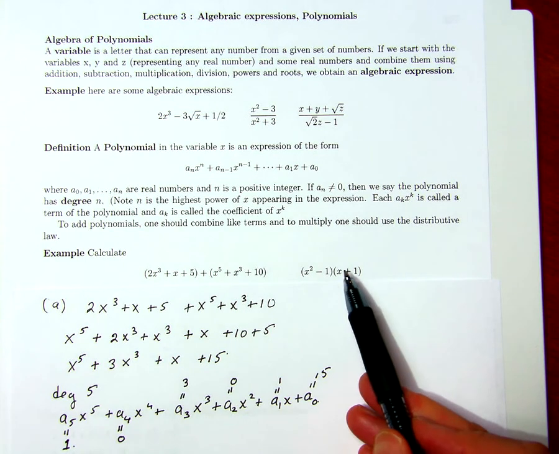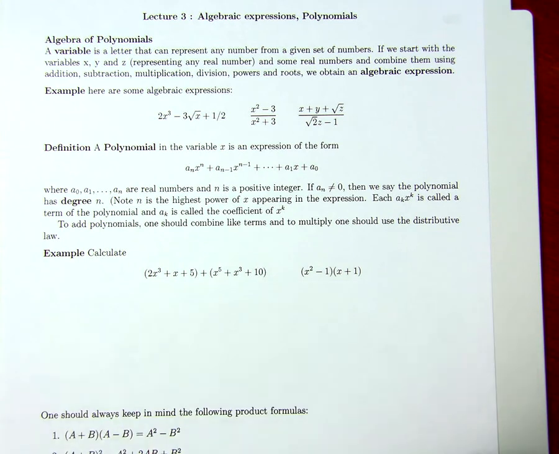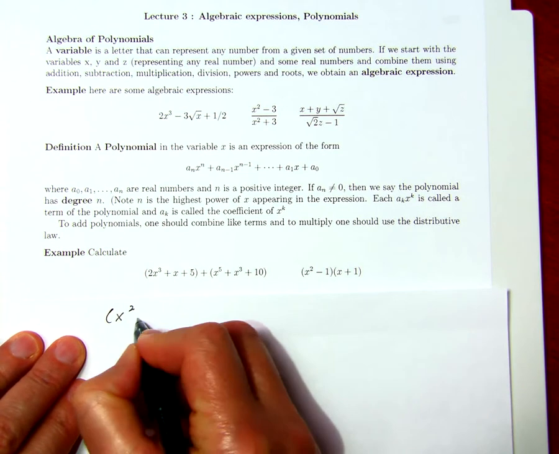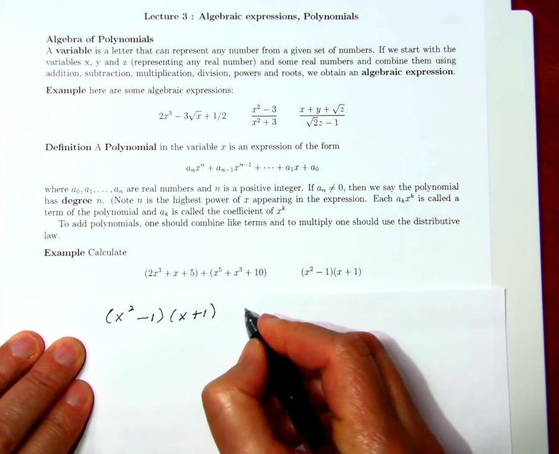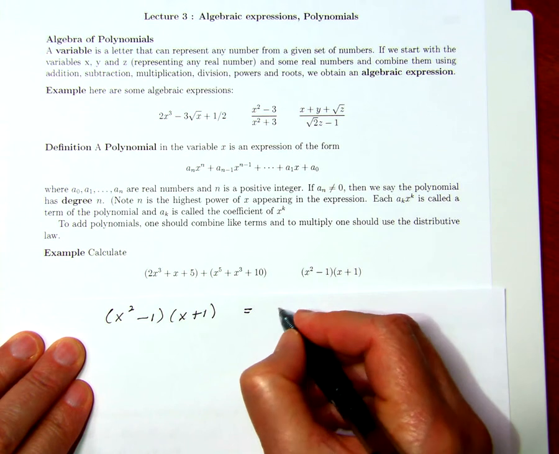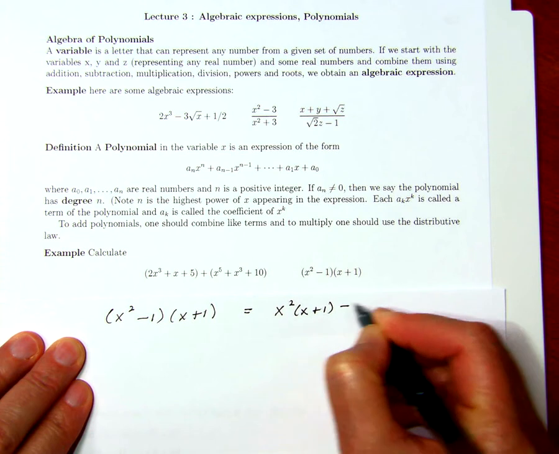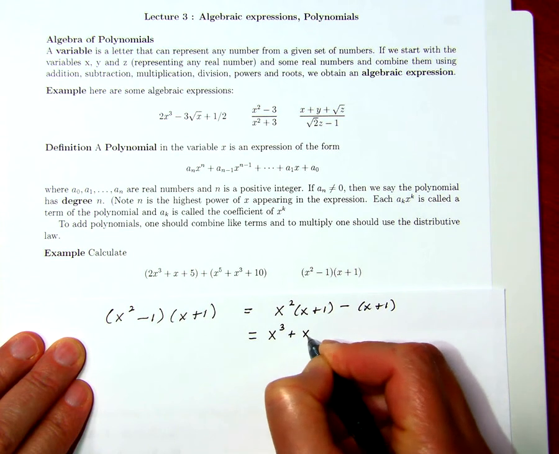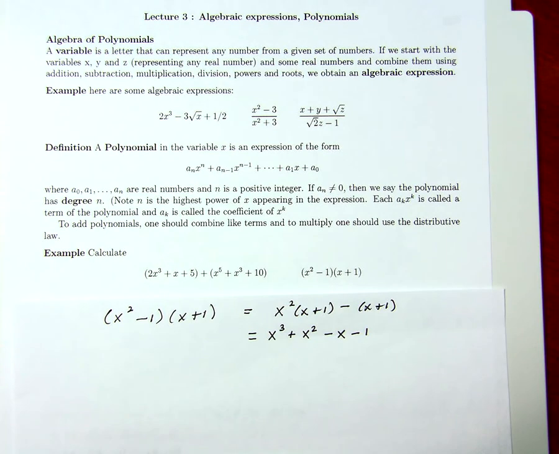Let's use the distributive law to multiply these two polynomials. So we have x squared minus 1 times x plus 1. How do I multiply? I use the distributive law, so I multiply by x squared first. It's x squared times x plus 1 minus x plus 1. And this is x cubed plus x squared minus x minus 1. And we see the result is a degree 3 polynomial here.